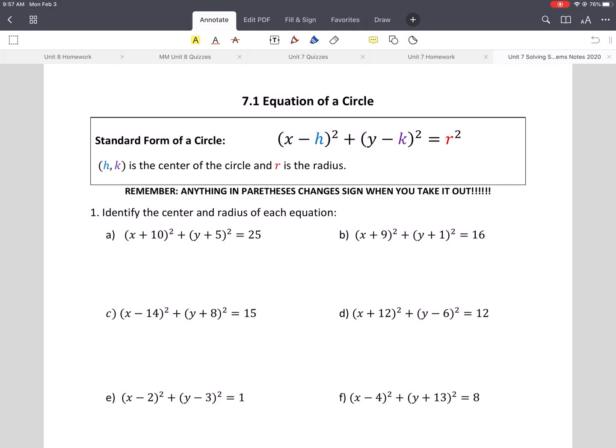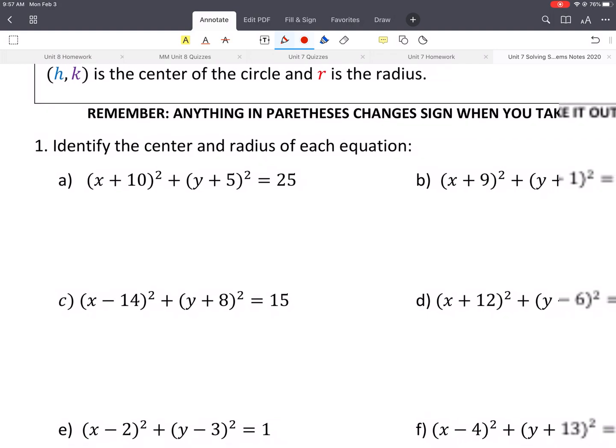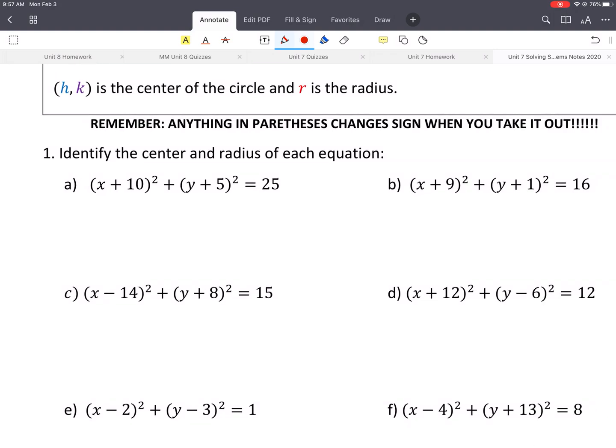This is something that you're going to need to memorize. Where h and k is the center of the circle and r is the radius. So just remember this is r squared. So if you look at something, well, I guess we'll just do a problem. Let's look at Example 1. It says identify the center and radius for each equation.